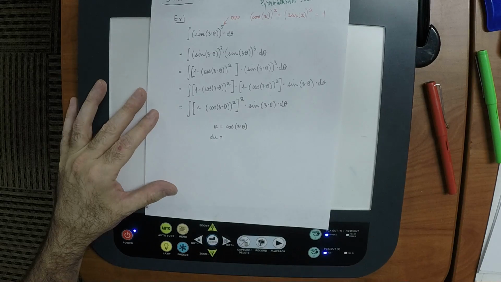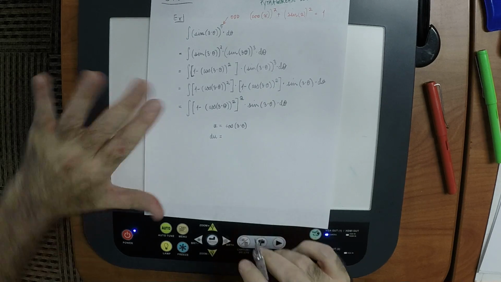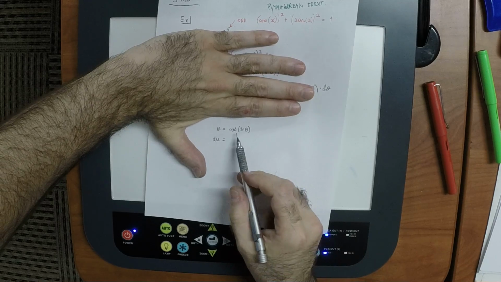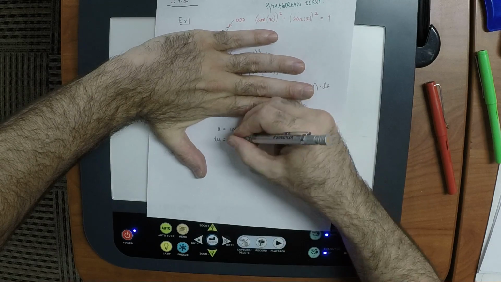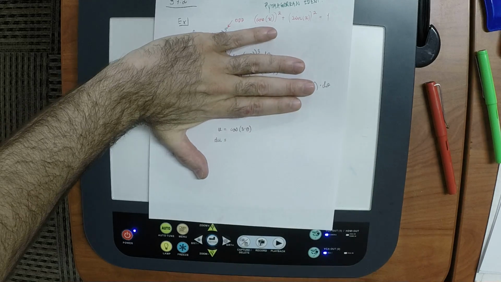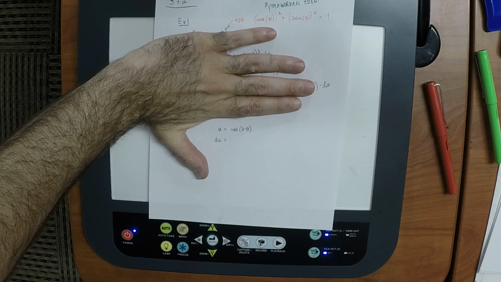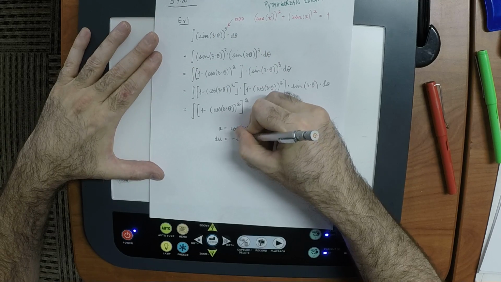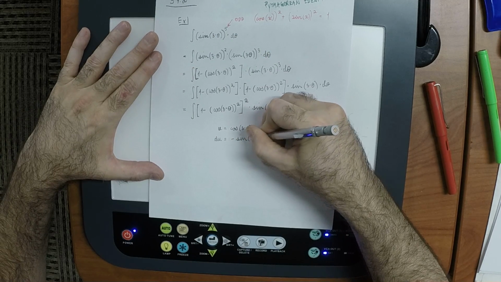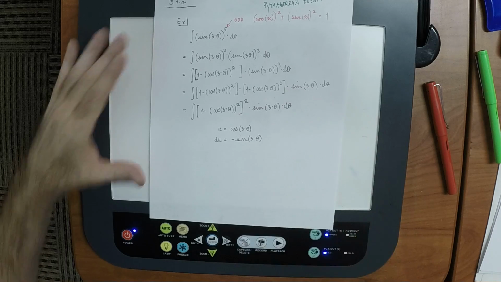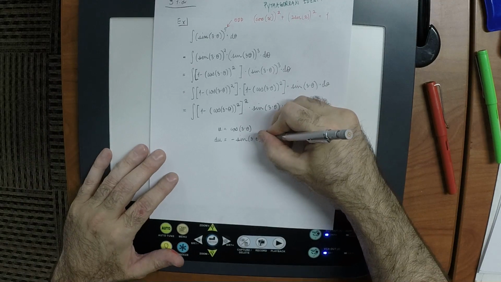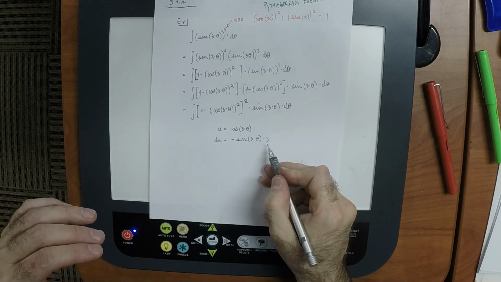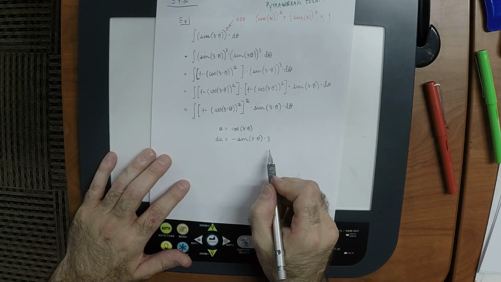So what's the derivative of cosine? What's the derivative of cosine? Negative sine of 3 theta multiplied by 3. Why multiply by 3? Chain rule, right? And is this correct as written?